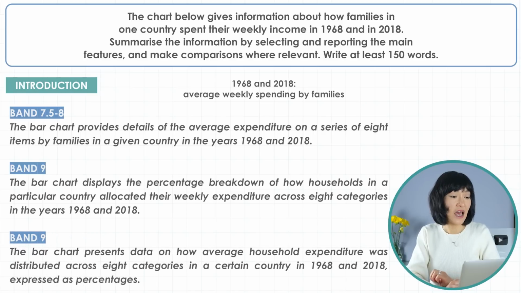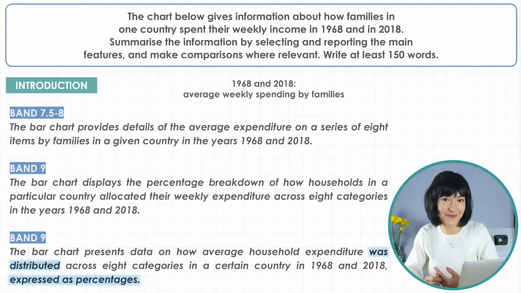Here it is. The bar chart presents data on how average household expenditure was distributed across 8 categories in a certain country in 1968 and 2019, expressed as percentages. Expenditure was distributed, that's the passive voice. And if you want to say that the numbers are percentages, not amounts, you can say expressed as percentages. I'm showing you band 9 writing, but remember that simple and correct is better for your score than complex and wrong. So choose the level that is right for you.